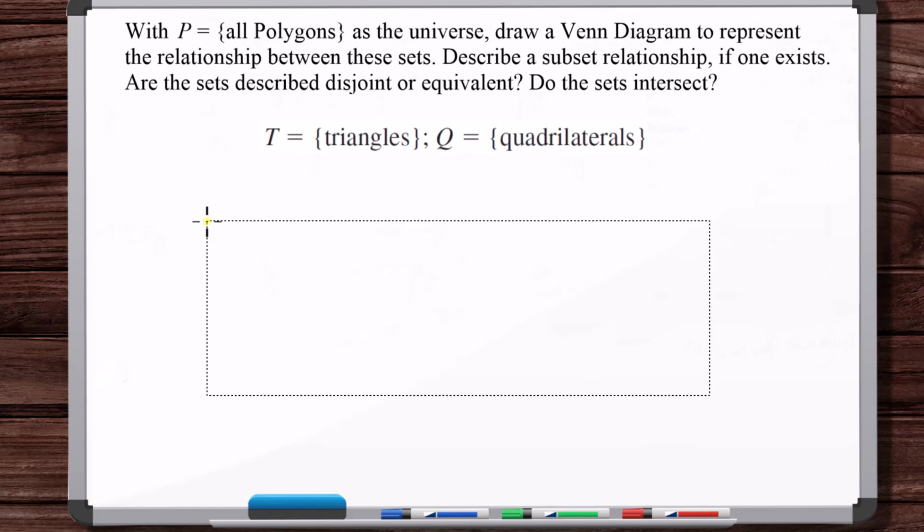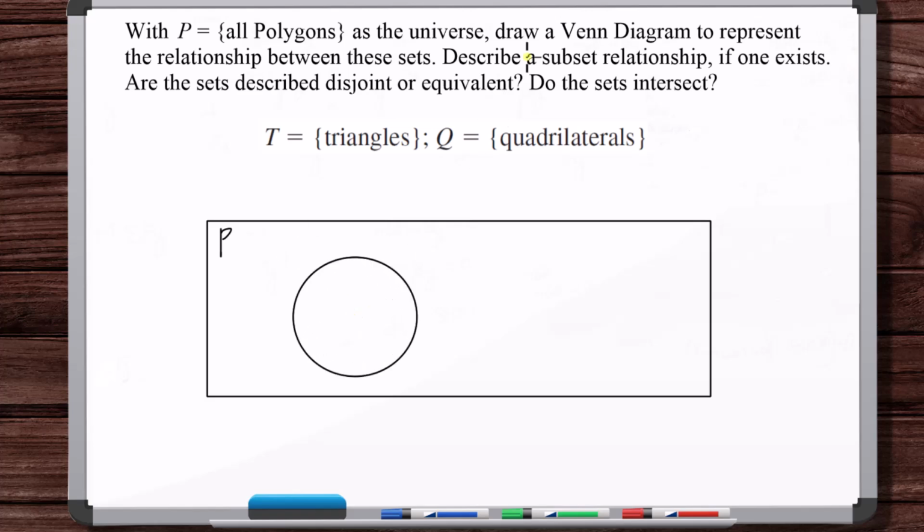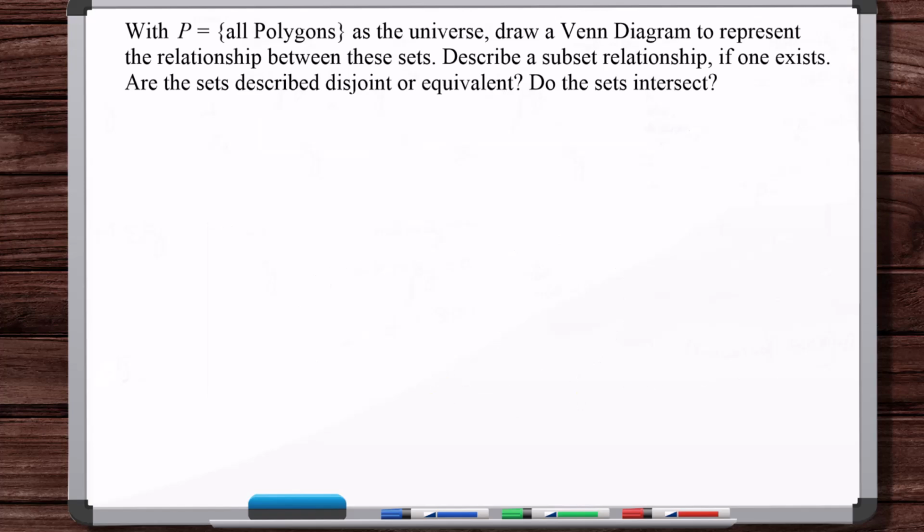Okay, so here we've got the set of all polygons. Now, we have triangles, but quadrilaterals, same thing. These are two different categories. They're disjoint. No triangle is a quadrilateral and no quadrilateral is a triangle, but they're both polygons. Now, they didn't give an example of equivalent sets, but that would be where the sets overlap completely. It's like they're the same set.